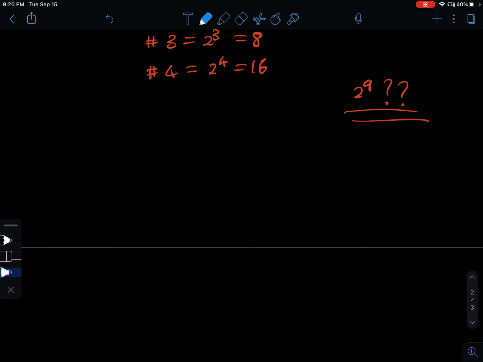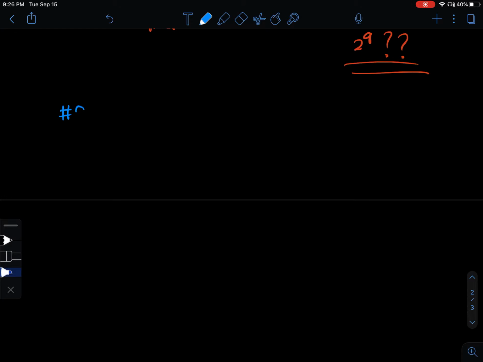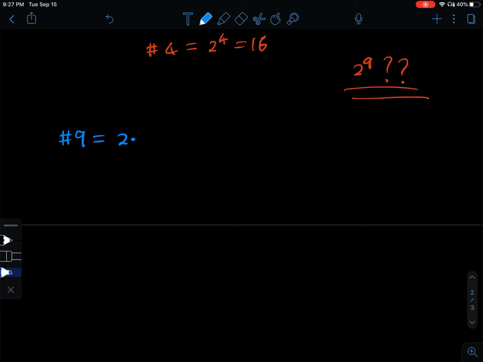Now, the trick here is just the same as what we did last time in arithmetic sequences, 2 videos ago. That would be this right here. To get to the ninth term, so I'm going to write the term number 9, you start at 2, and then you multiply by 2 8 times. In other words, from the first term to get to the ninth term, you have to take 8 steps in between, right? So you have to multiply by 2 8 times. 2 times 1, 2, 3, 4, 5, 6, 7, 8, right?